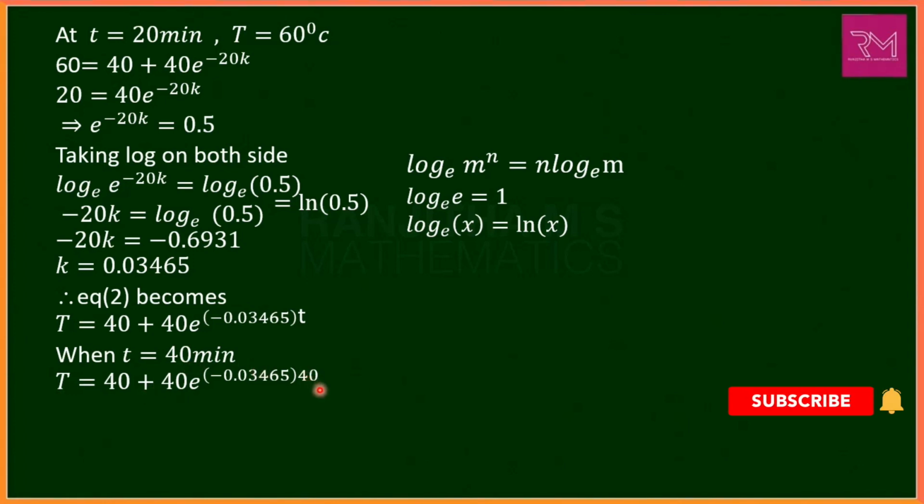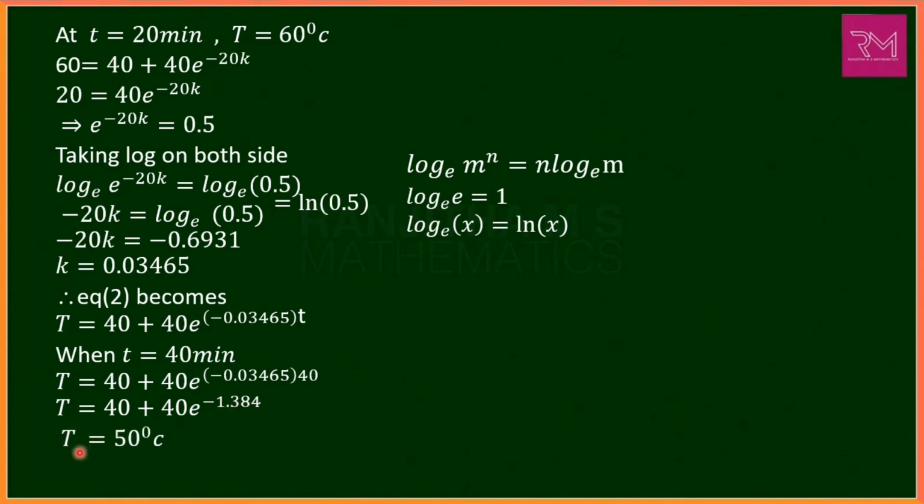We have to find the capital T, that is the temperature of a copper ball at time 40 minutes. Multiplying 40 inside, minus 0.03465 into 40, we get minus 1.384. Next, we calculate 40 plus 40 into exponential power of minus 1.384 in a scientific calculator. We get the value of T, the temperature of a copper ball at time 40 minutes, as 50 degrees Celsius. This completes the problem. We shall move on to another problem so that you can understand in a better way.